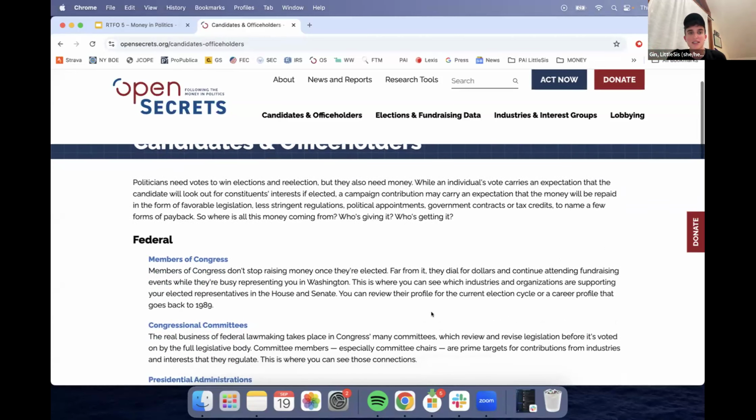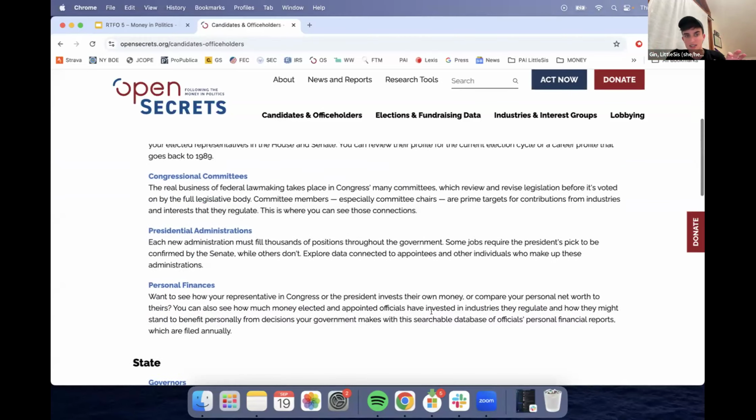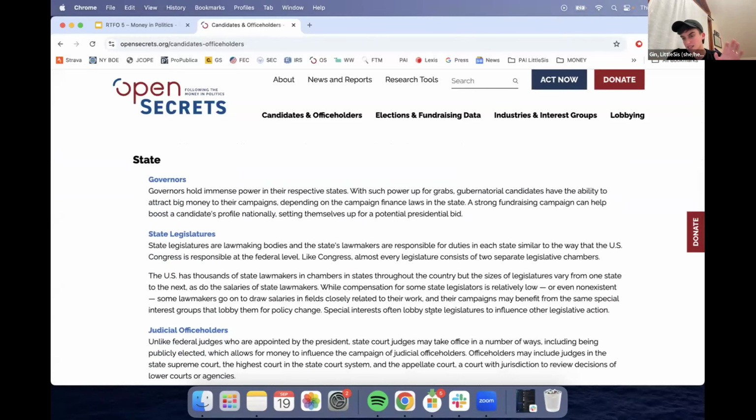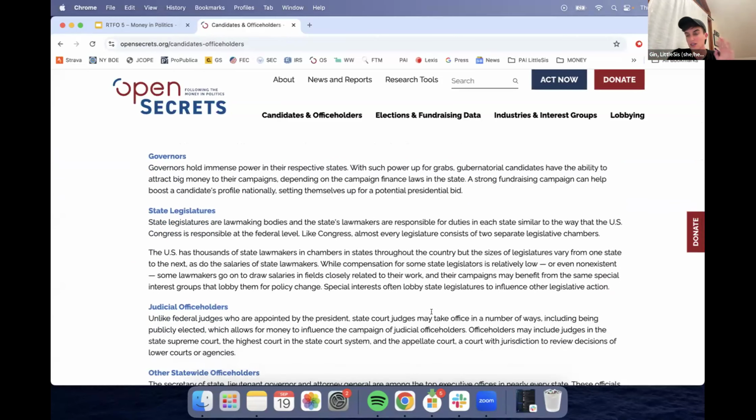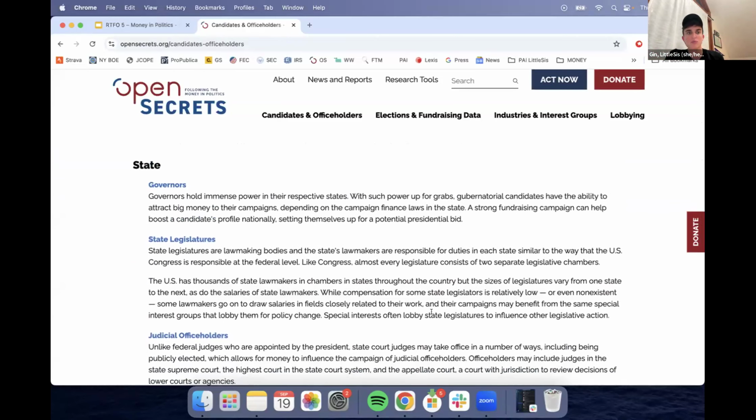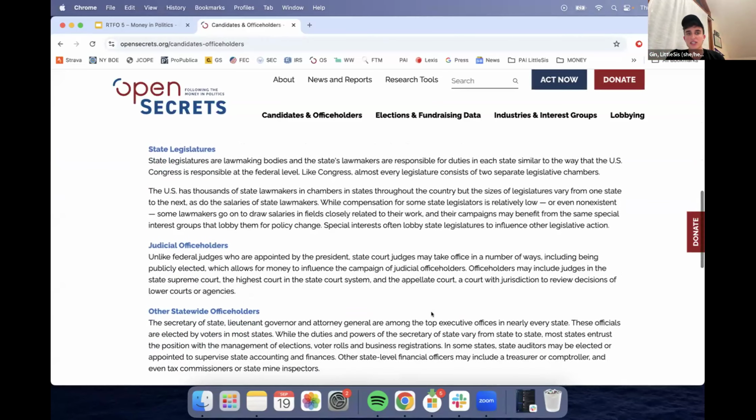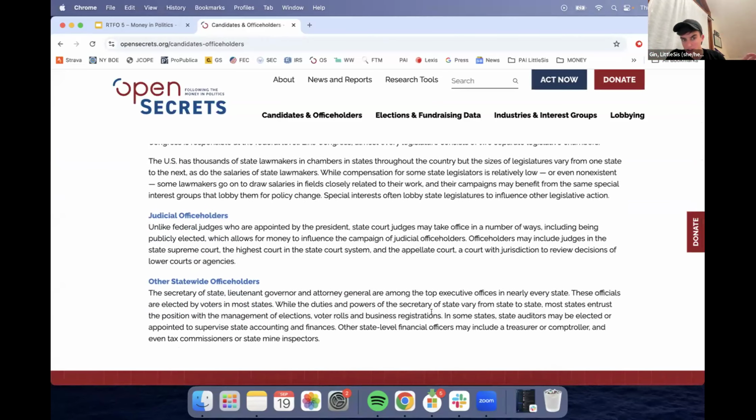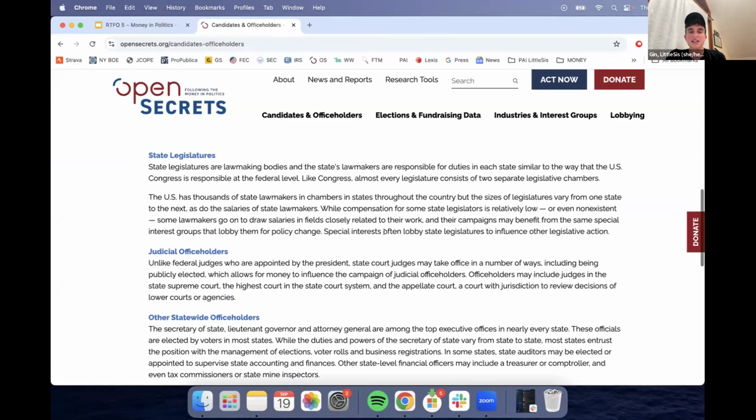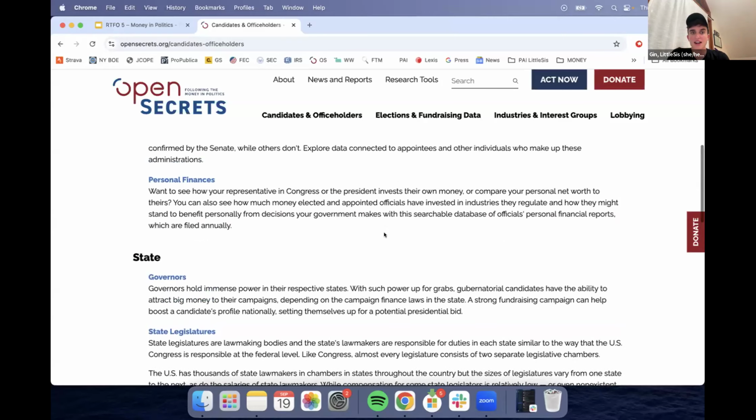And I'm pleased to say that they not only have federal candidates here, they also have state. I say state, they probably don't have local municipal level folks, but they have governors, state legislatures, judicial office holders, and other statewide office holders, like your treasurer, comptroller, positions like that. So definitely dive in there.